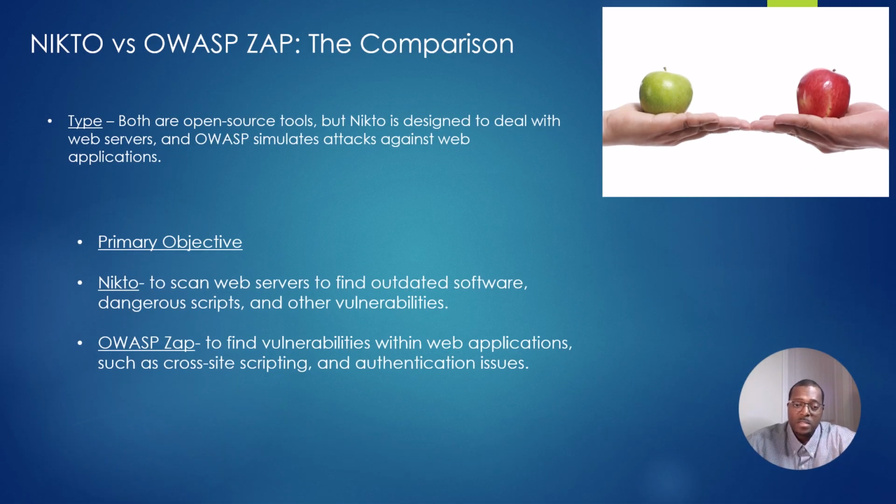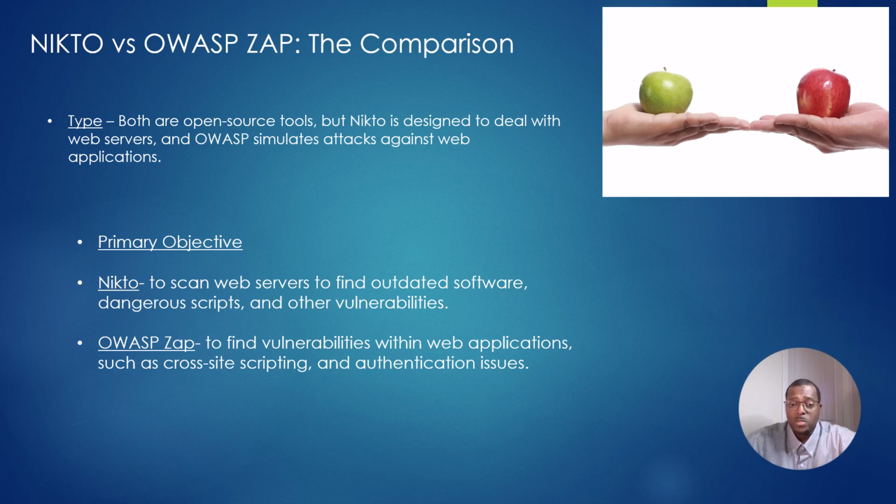This is a comparison, Nikto versus OWASP ZAP, two scanners that I used for this assignment. Both are open source tools. Nikto is designed to deal with web servers. OWASP ZAP basically interacts with web applications.